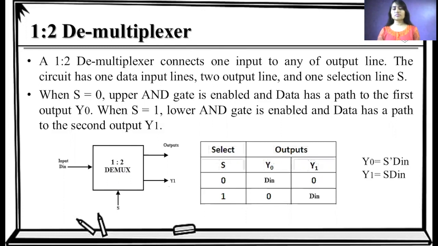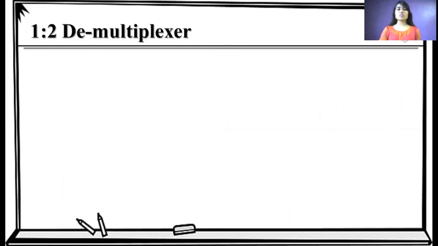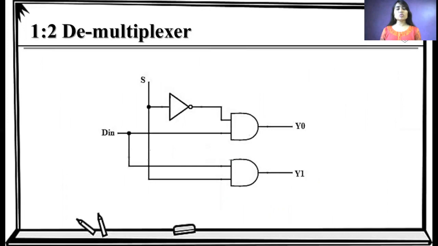the input condition. We have an equation over here, Y0 is equal to S' D in, because for S equal to 0, Y0 will be activated. So Y0 is equal to S' D in and Y1 is equal to S D in. So using this logical equation we can implement the 1-to-2 demultiplexer. Here we have a logical diagram of the 1-to-2 demultiplexer. Y0 is equal to S' D in and Y1 is equal to S D in.